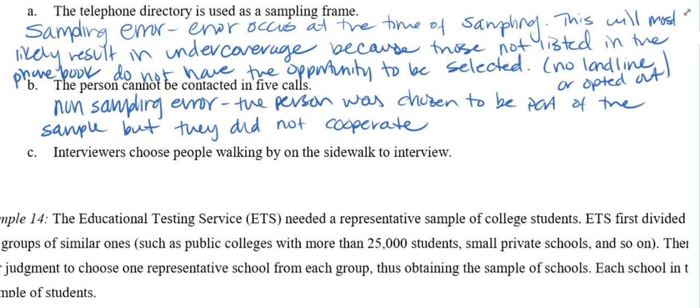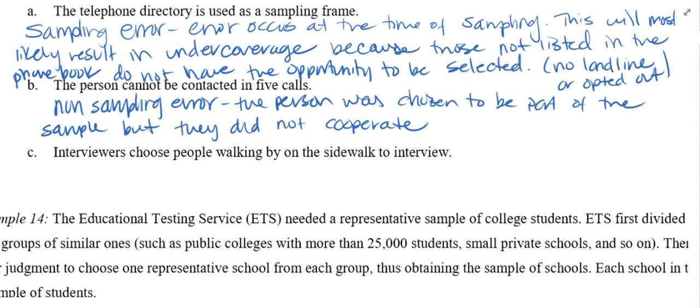All right, C, interviewers choose people walking by on the sidewalk to interview. Okay, so what's wrong with that? Interviewers are just choosing people who are walking by on the sidewalk to interview. Is that a sampling error or a non-sampling error?